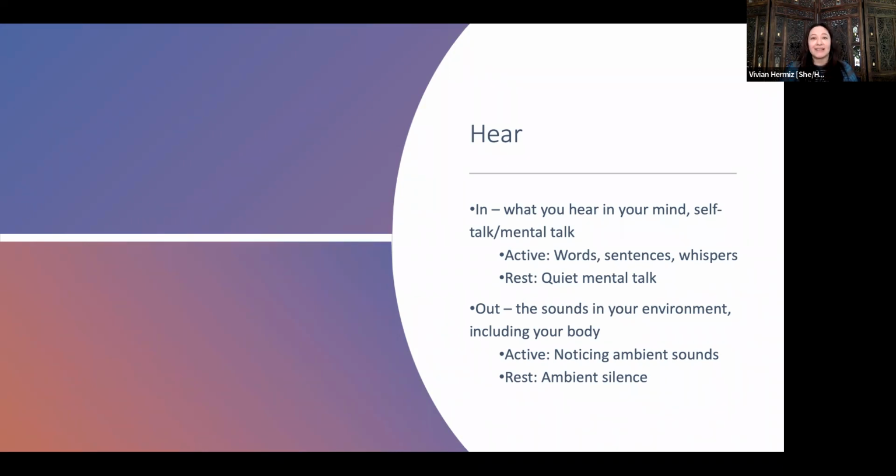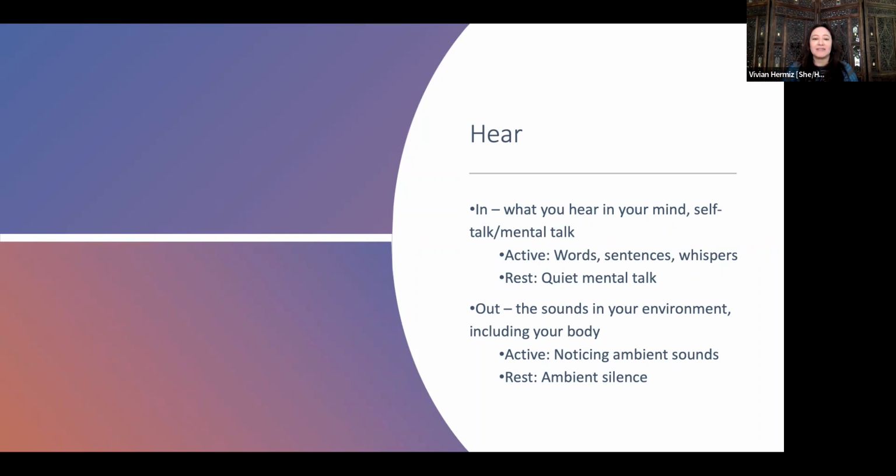Hearing out is all the sounds in your environment and those that are happening in your body. So right now we're just coming off of lunch maybe, and you might be experiencing some gurgling in your belly and you might hear it. That is a hear out if it's loud enough. As well, hear out is when we follow our breathing, for example. Usually we're following the physical sensation of breathing, but if we pay attention, we can also hear ourselves breathing.